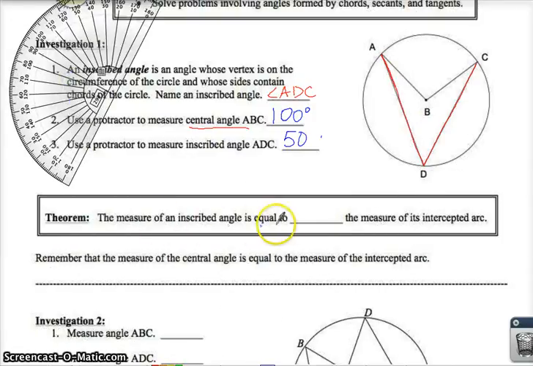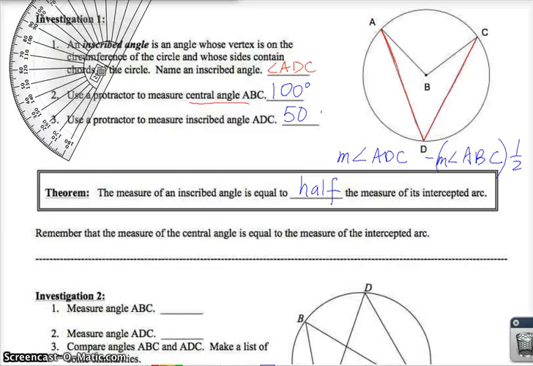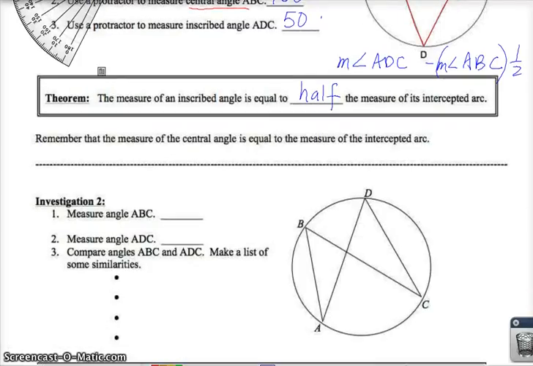So the measure of an inscribed angle is equal to half the measure of its intercepted arc. So angle ADC and angle ABC, how do these measurements relate to each other? Well, the measure of ADC is half the measure of angle ABC. So mathematically, that's what that would look like. Okay, so let's move on.